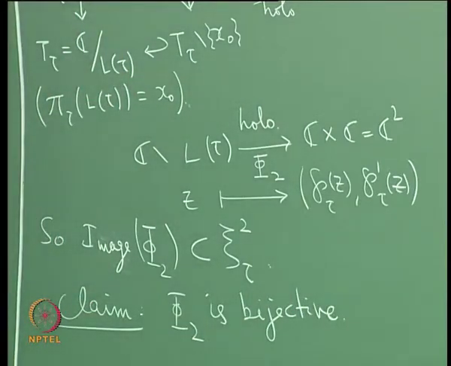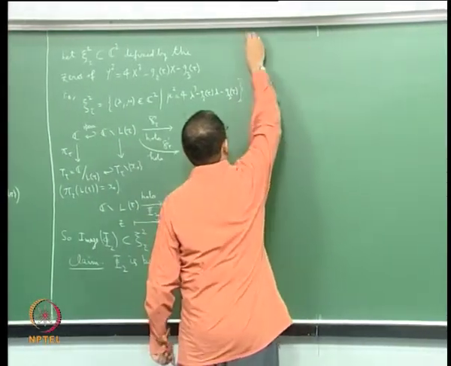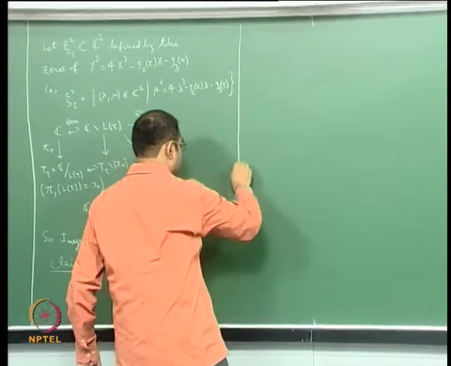The claim is that this is a bijective map. So what do I do for that? We will prove injectivity and surjectivity.